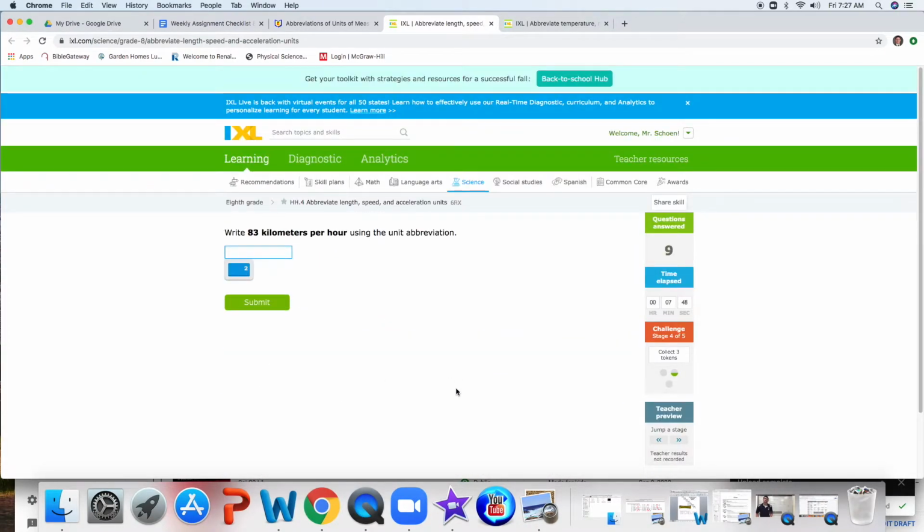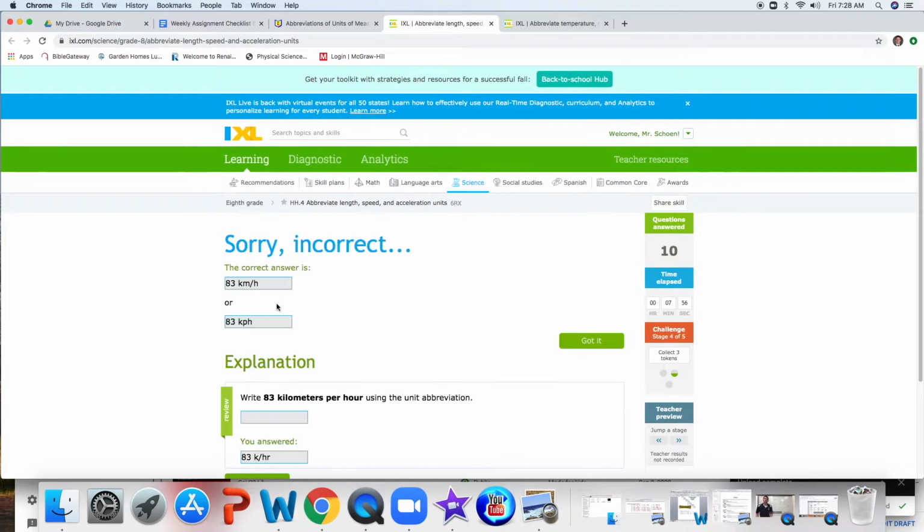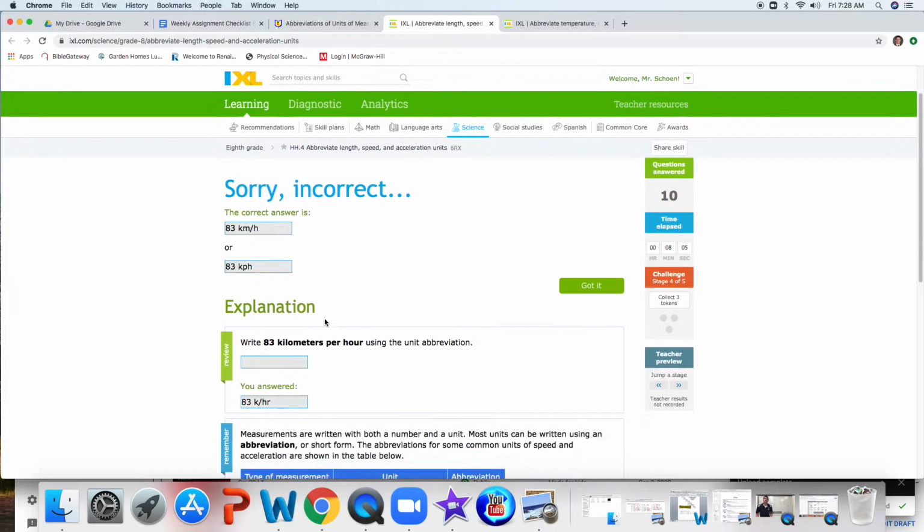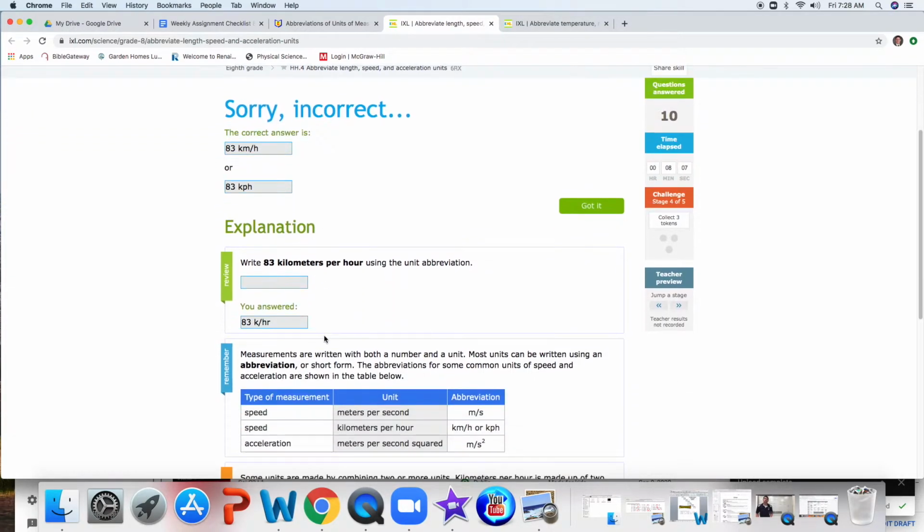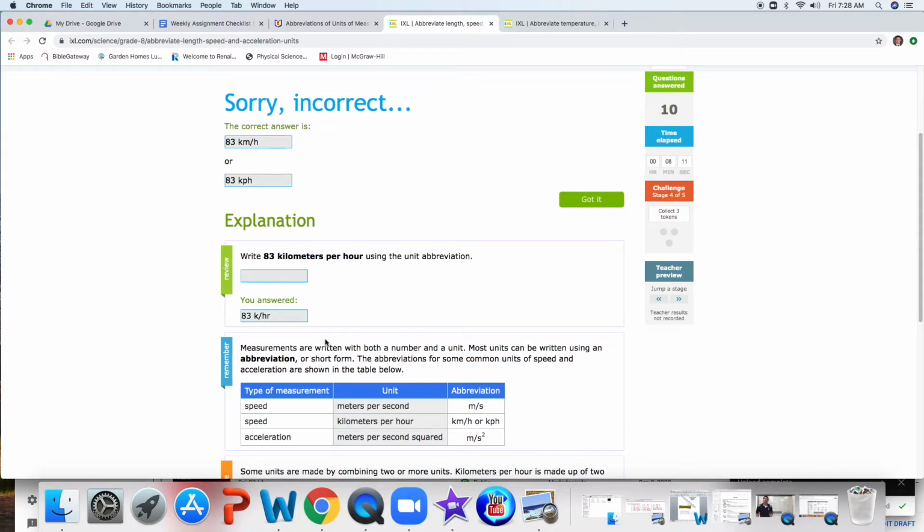Got it. Kilometers per hour, 83 kilometers. They use the slash bar per hour. Incorrect. I only used K instead of km, so I'd have to appropriately label kilometers. Notice it's really, really tricky. If you don't have it typed in correctly, even though you maybe have an understanding of what that's supposed to look like, you can get it incorrect.